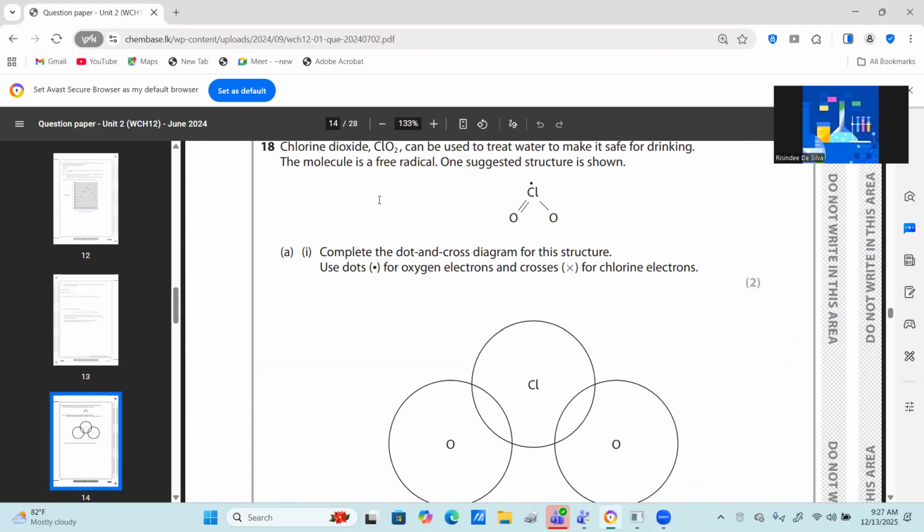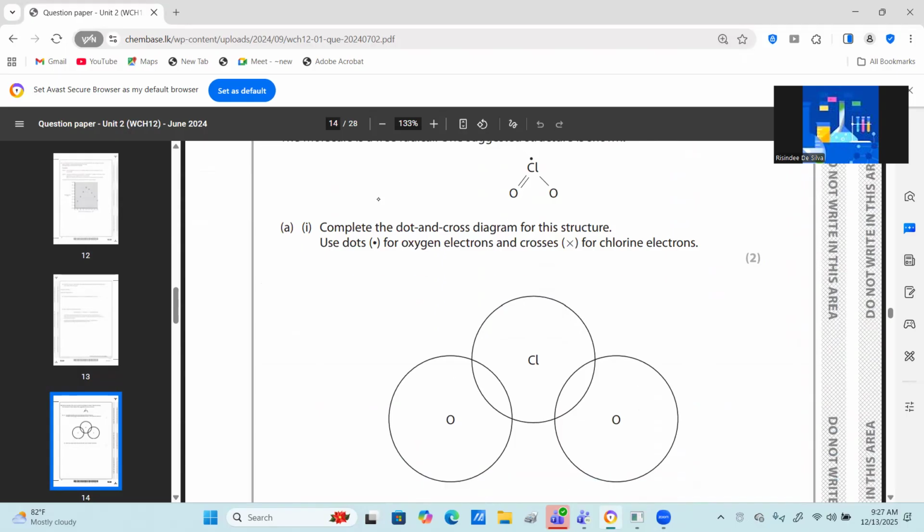Then we'll see the next one. Chlorine dioxide. So you have to complete the dot-cross diagram. Chlorine has 7 electrons in the outermost shell. So we can see a double bond is forming and a single bond is forming. So 1, 2, 3, 4, 5, 6. So there should be 6.